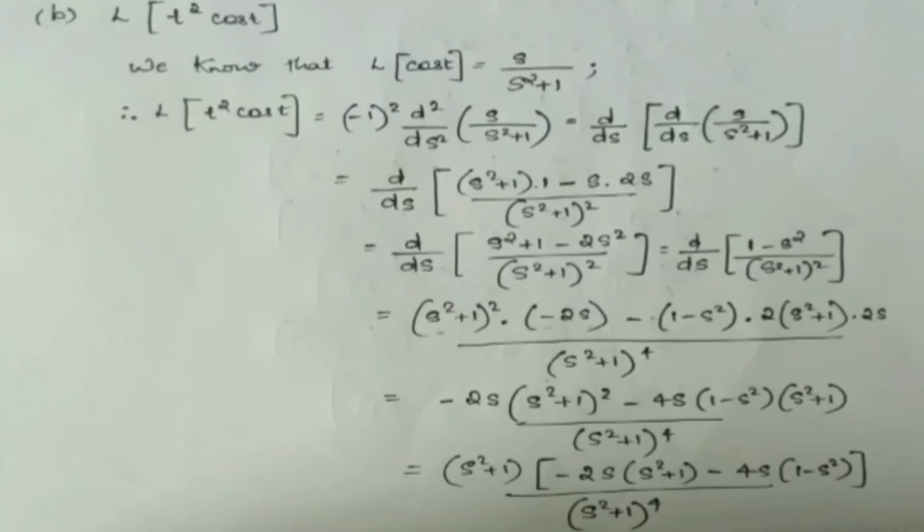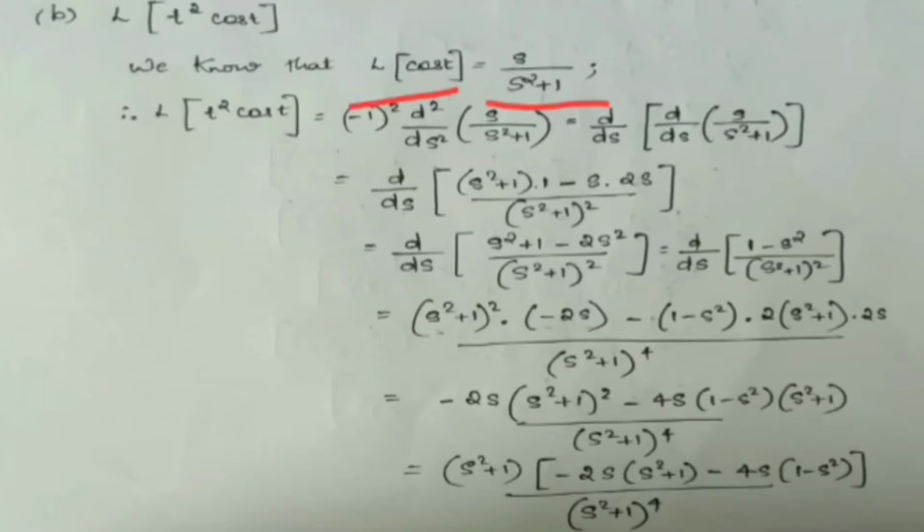Now let's find out the Laplace transform of t square cos t. This is of the format t raised to n f of t, right? With n equal to 2. So let's first find out the Laplace transform of cos t. Laplace of cos t is given by s by s square plus 1.